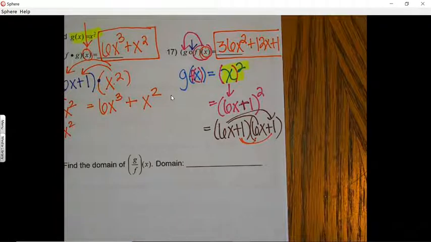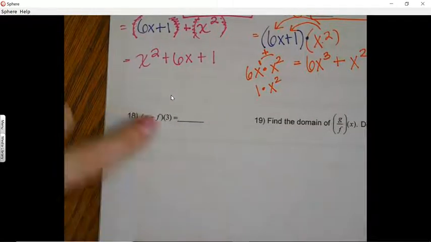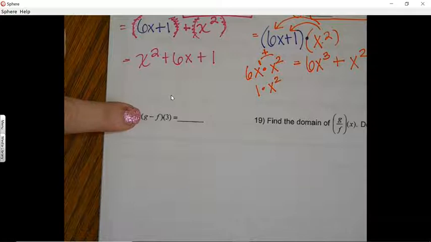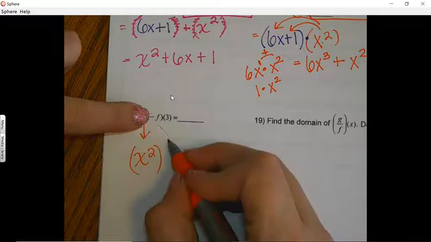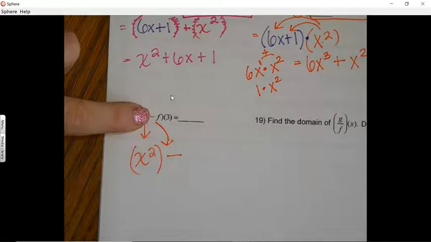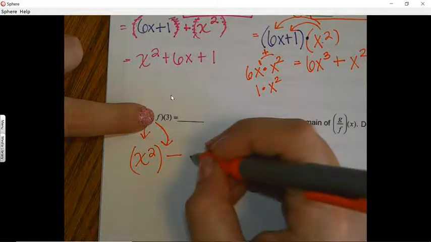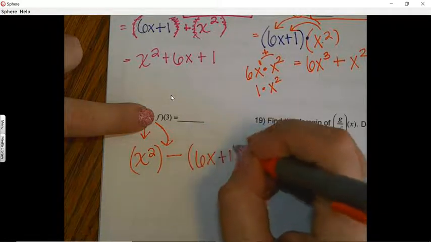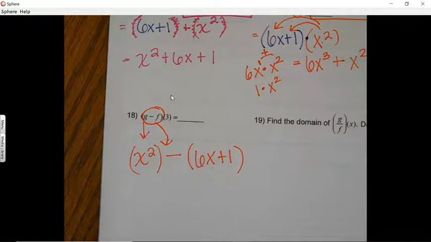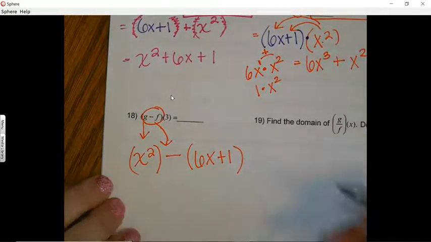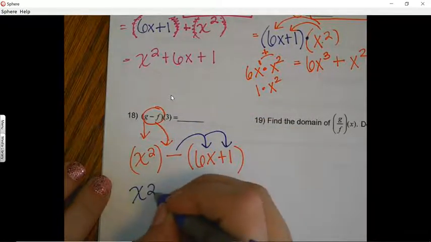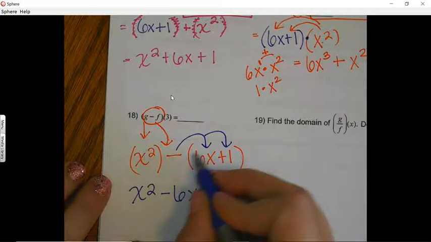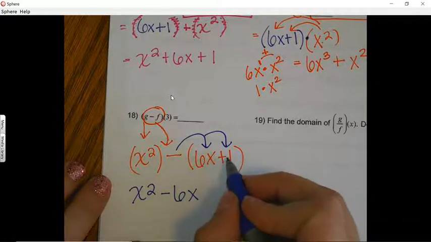Okay. Now if we look at number 18, this has a minus. So it's saying take function g, so function g is x squared, and then subtract function f, so 6x plus 1. So that's what this is saying. Okay, so we're going to go ahead and subtract, so I can distribute the negative here. Remember, a minus in front of a parenthesis just switches the sign, so the 6x is now negative 6x, and the plus 1 is now negative 1.